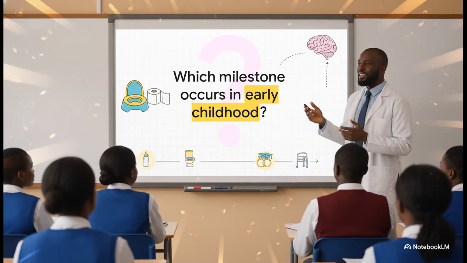Which milestone occurs during early childhood? A, retirement planning, B, toilet training, C, marriage, or D, menopause? Well, I think we can safely rule out retirement for a 4-year-old, right? The correct answer is B, toilet training. It is a major, major step in physical control and independence.